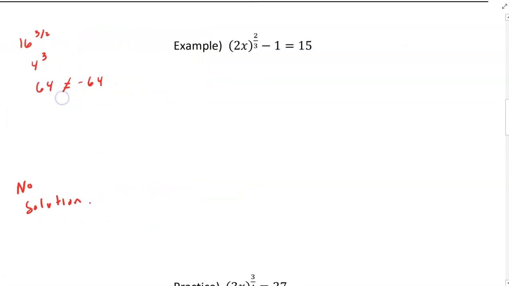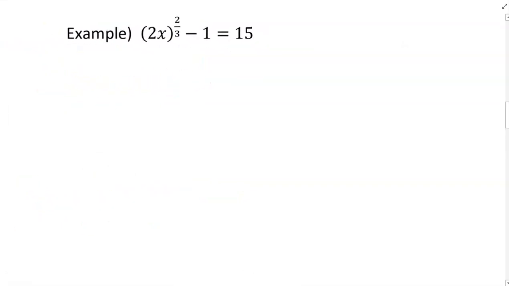Let's look at example 2. Here we have more going on than just an expression raised to a power. We have 2x to the power of 2/3 minus 1 equals 15. We'll go ahead and add 1 to each side, giving us 2x to the power of 2/3 is equal to 16.